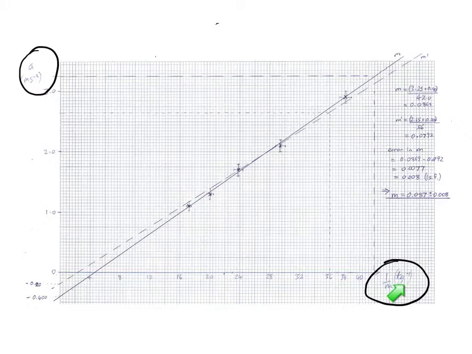Notice also the units are correct. This is per kilogram, or 1 over kilogram, because it's 1 over mass. This is still the same, meters per second squared.